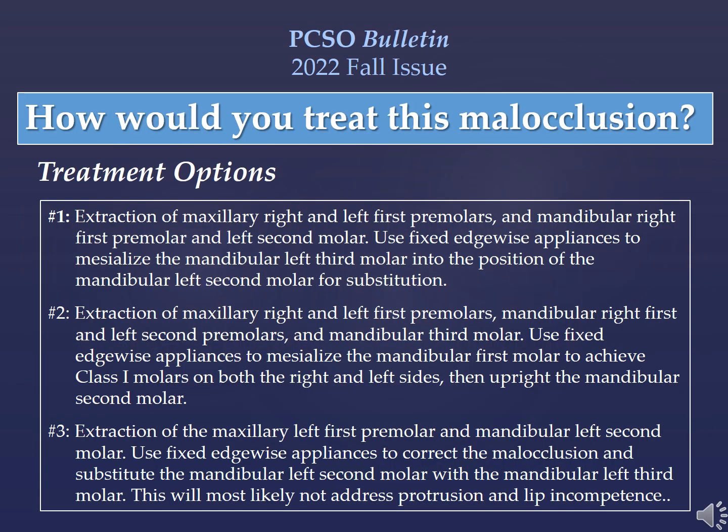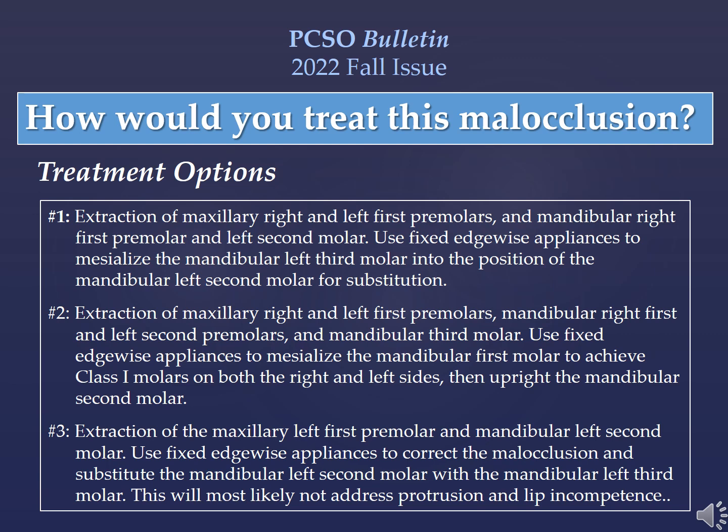There were three treatment options that were presented to the patient. Option number one was the extraction of both maxillary first premolars, the mandibular right first premolar and the left second molar, along with fixed edgewise appliances to mesialize the mandibular left third molar into the position of the mandibular left second molar for substitution.